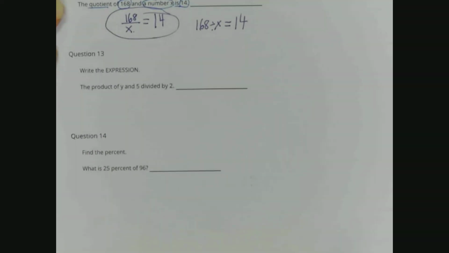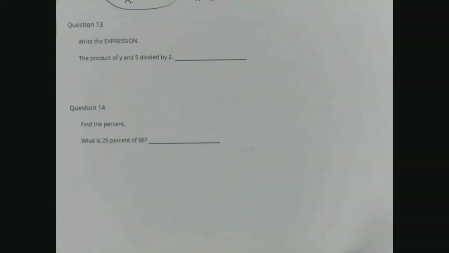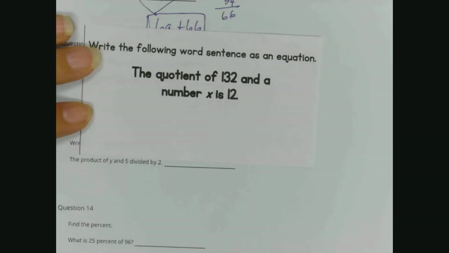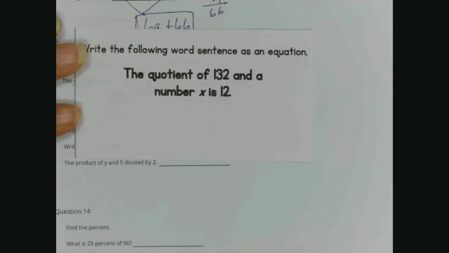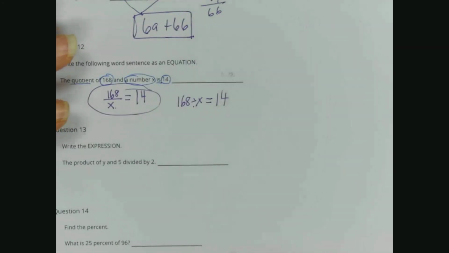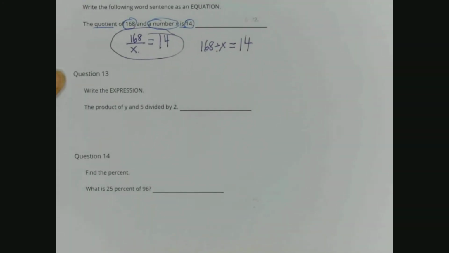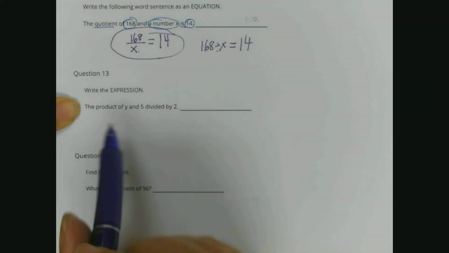Okay. All right, question 13 is write the expression. Now remember, just a second. Do this equation if you missed that. The quotient of 132 and a number x is 12. It's very similar to the last one. All right, now moving on to question 13. This is write an expression. Now remember, the only difference between an expression and an equation is equations have an equal sign and expressions do not. So we're going to treat it just the same way.